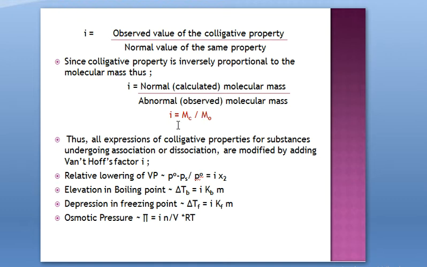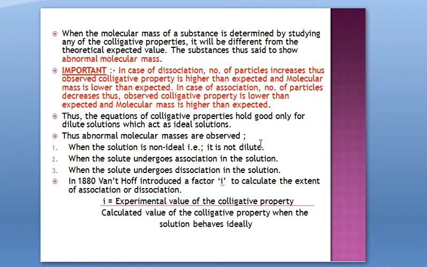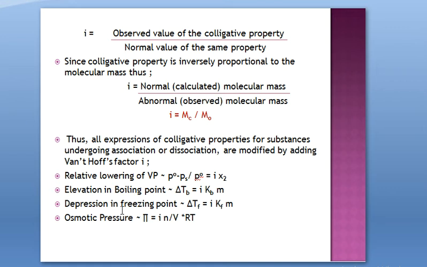How does this Van 't Hoff's factor help us? We add this i as a correction factor to all the expressions of colligative properties which we derived previously, so that we can use these colligative properties for solutions which are not dilute, in which the solute undergoes association, in which the solute undergoes dissociation. So previously relative lowering of vapor pressure, this whole thing, was equal to x2, the mole fraction of the solute. Now we added i, Van 't Hoff's factor, to it.